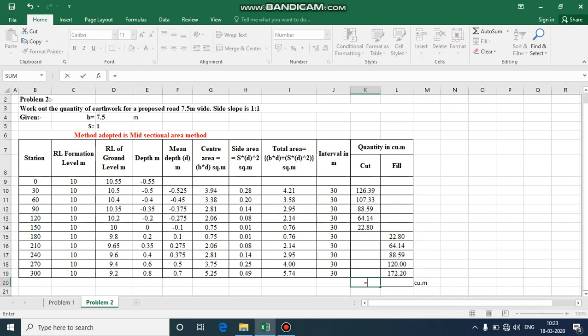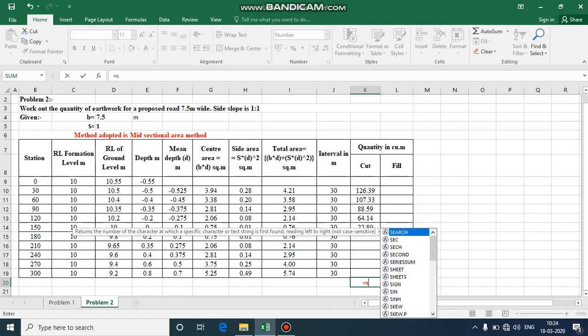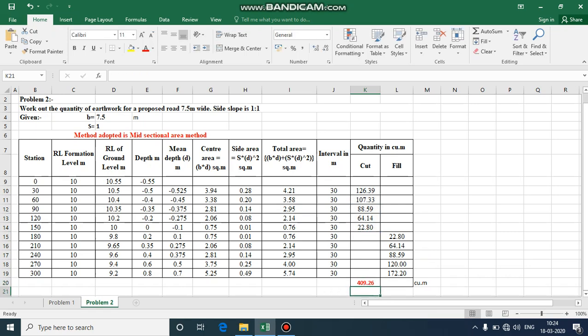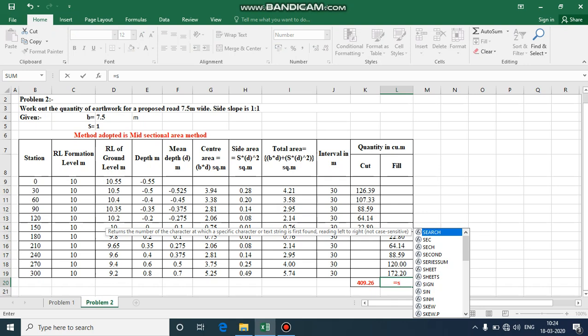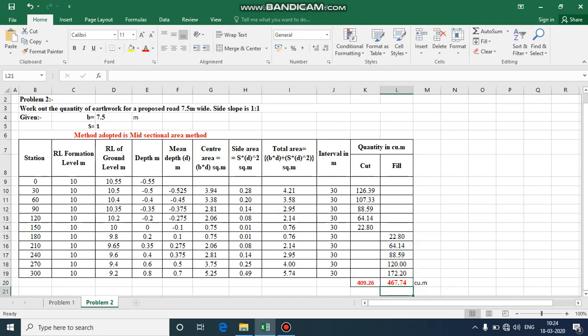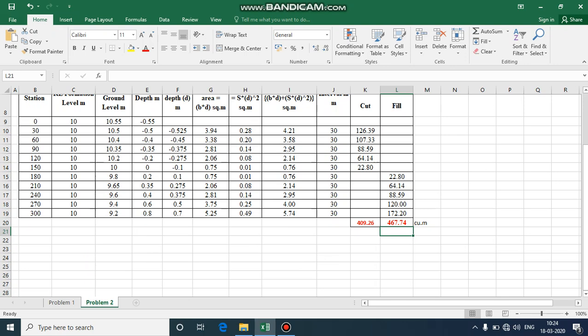For that, you type equals, you type sum. You select the range for which you have to add the values. Here also you have to do the same. You type equals, then type sum. You select the range. You close the bracket. You will get the quantity of earthwork in cutting and filling.